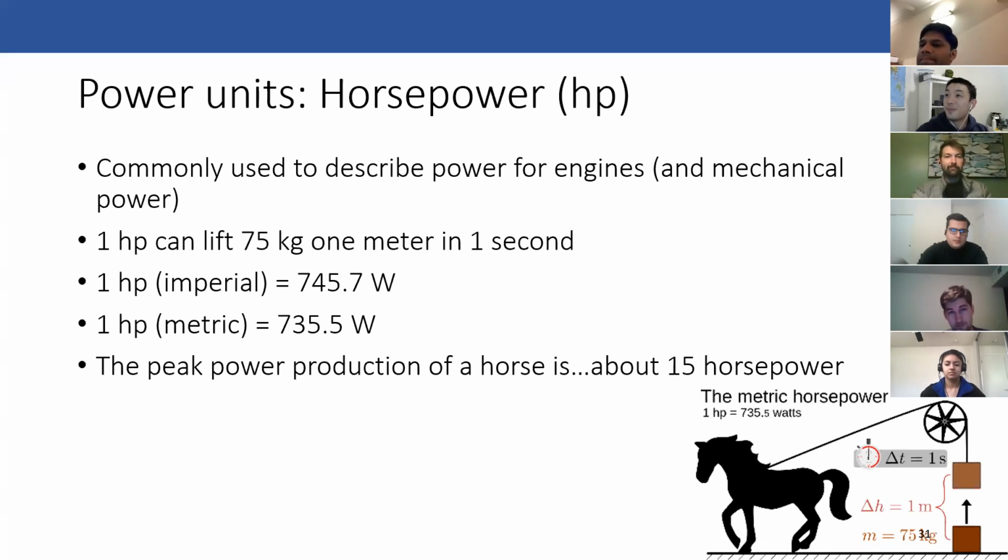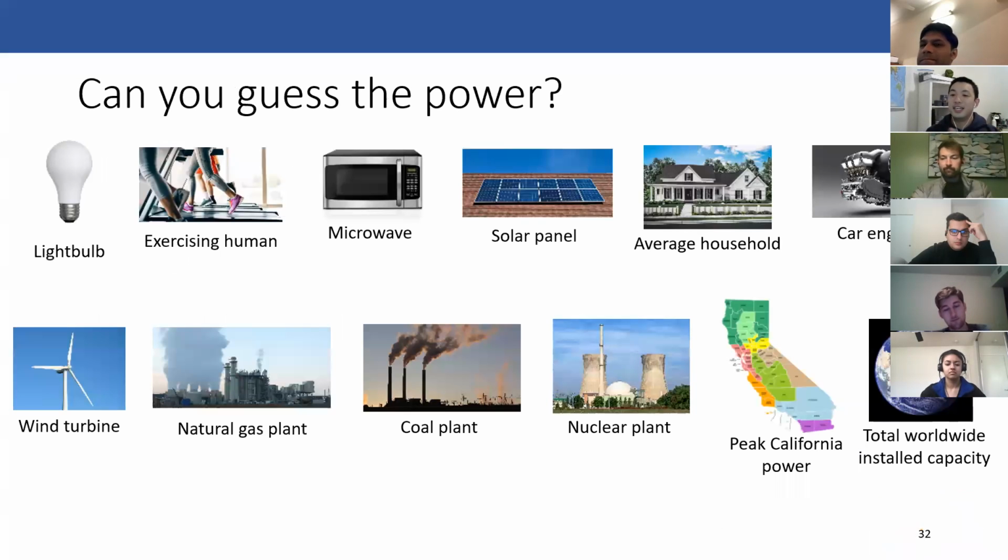Okay, let's do a similar type of exercise as before. Can you guess the power? So what is the energy rate, or energy consumption rate, for all of these different things? You've got light bulb, exercising human, all the way up to all of the power production worldwide. And see if you can guess at these before I talk about them.